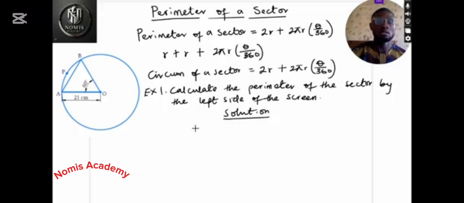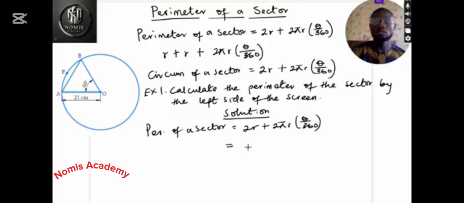We can see that the sector has two radii and an arc. So this is the sector we're talking about. This entire part of this circle is the sector, and as a matter of fact, it is the minor sector, being that out of 360 degrees, it subtends only 60 degrees. So let us calculate the perimeter of the sector. Having known that perimeter of a sector is equal to 2r plus 2 pi r open bracket theta all over 360.